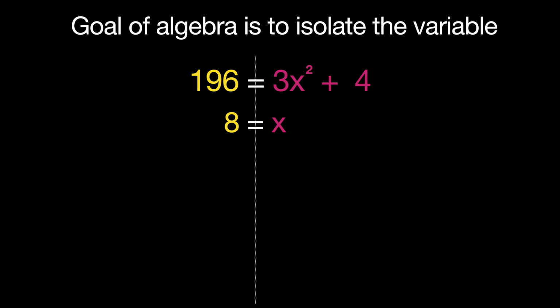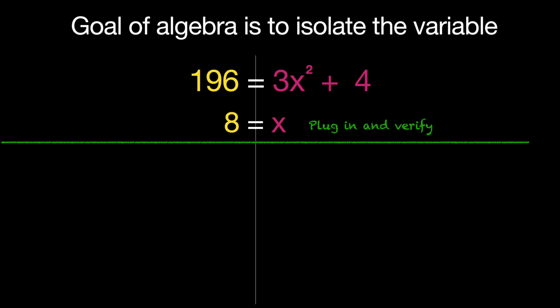And what that means is literally what it says. It means x equals 8. So that means that you should be able to plug in 8 where x is, and then it should equal 196. So you plug it in and verify that both sides equal 196. So let's do that. So again, in our yellow, it says side 1 is 196, and then we have 3x squared plus 4, so it should equal 196. So let's plug in 8 for x and see.